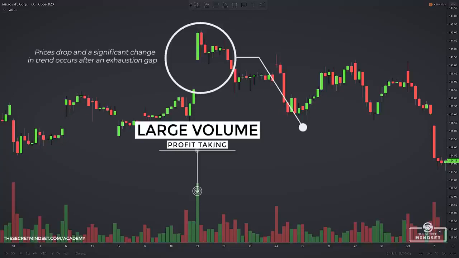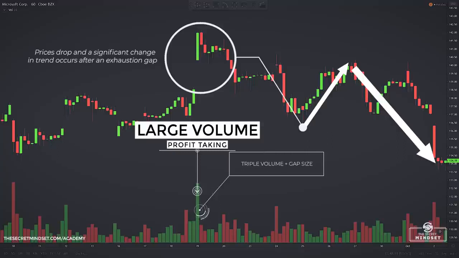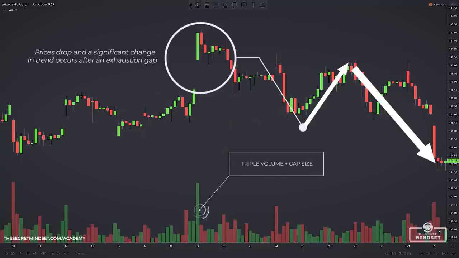In this example, notice that there were several more days of trading to the upside before the stock plunged. The high volume was the giveaway that this was going to either be an exhaustion gap or a runaway gap. Because of the size of the gap and the near tripling of volume, an exhaustion gap was more likely than a runaway one.